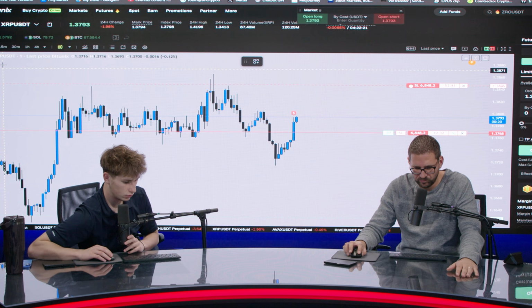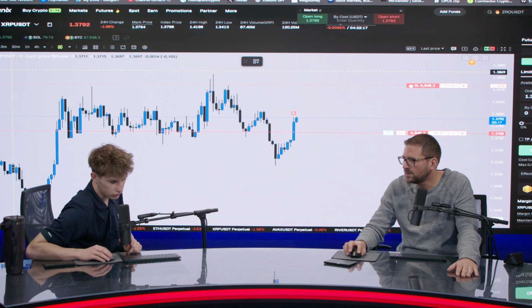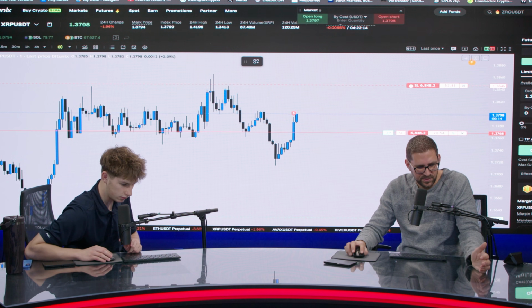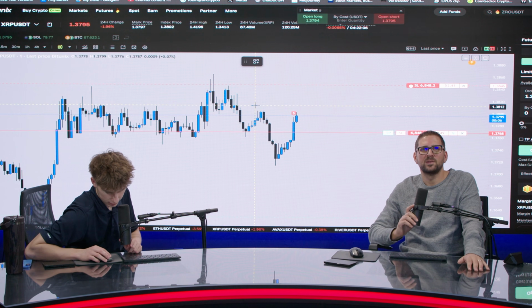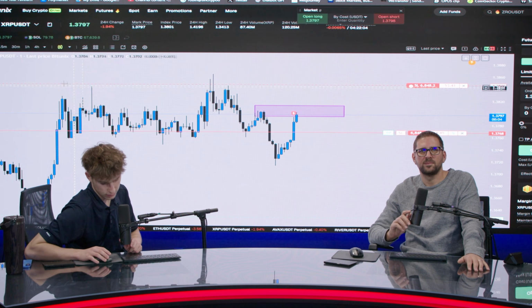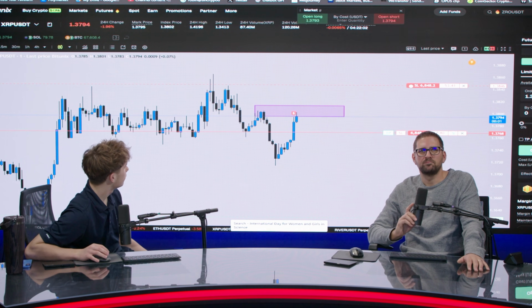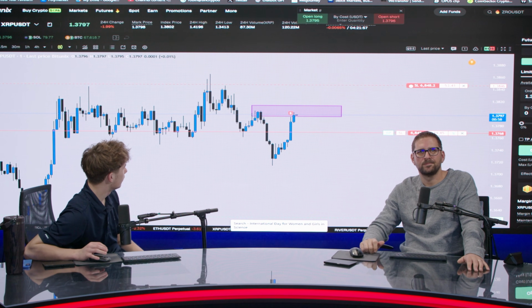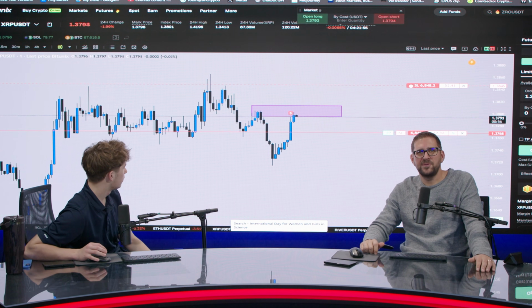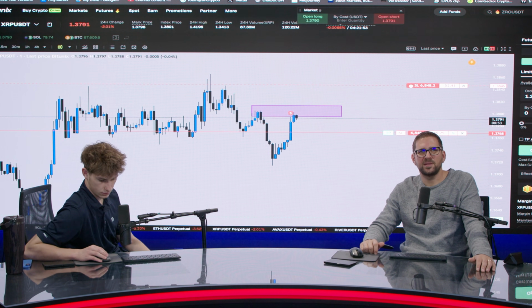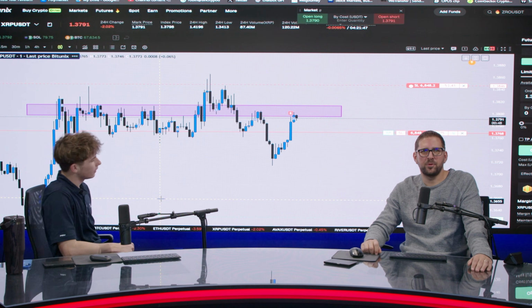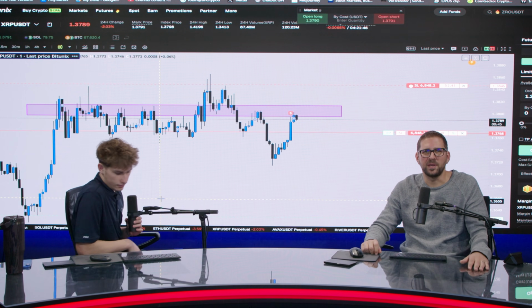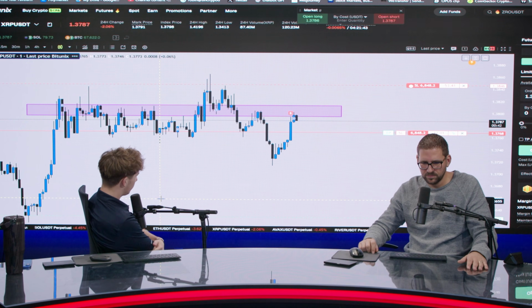Where's the square tool? How do I pull the rectangle tool up on this? It's under your highlighter where your brush is. Ah, there we go. All right, here we go. I think we'll see resistance here in that purple box, because that looks like an area where we saw rejection. If you stretch it out to the left, that's been a pretty clear rejection zone for XRP. So I'm gonna sit here and see this.